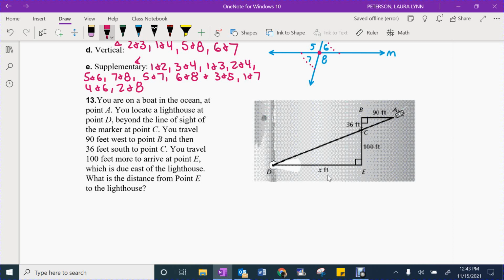Because in the end, I'm going to have to figure out this missing side length x. And it's really hard to figure out missing sides if I can't compare it to something facing the same way. So let me rewrite the little triangle right below the big triangle. Let's see, that short side would have been 36. That long side, the bottom, would have been 90 feet. Now we can compare.